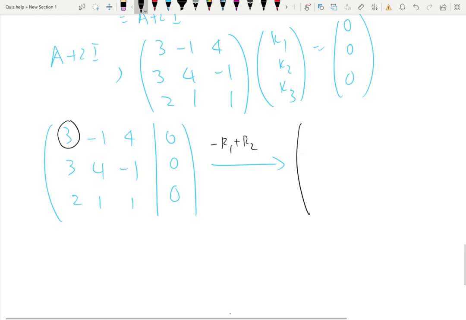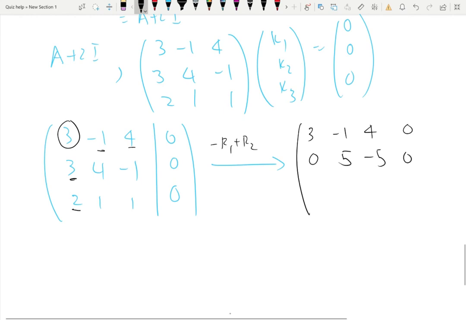We can multiply the first row by -1 and add it to the second row. Okay, so that will give us 3, -1, 4, 0. Here this will be 0, -3 plus 3, right? Here this is 0. Here -1 plus -1, -1 times -1 is 1. 1 plus 4 is here 5. Here -4 plus -1 is -5 here.